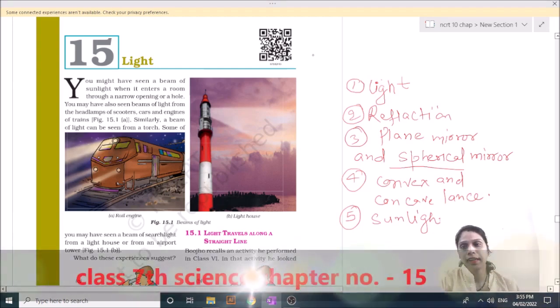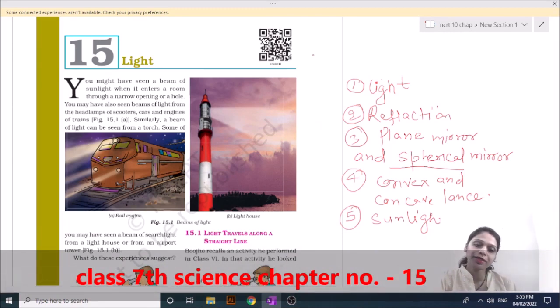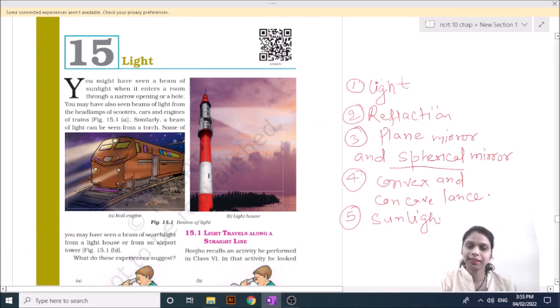Hello friend, let's start 7th class science chapter number 15. Name is light. In this chapter we will discuss the light and the characteristics of the light.